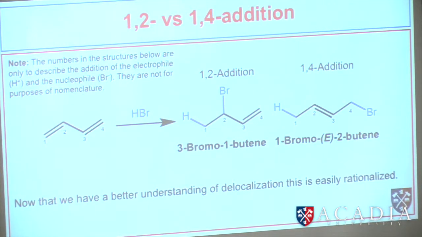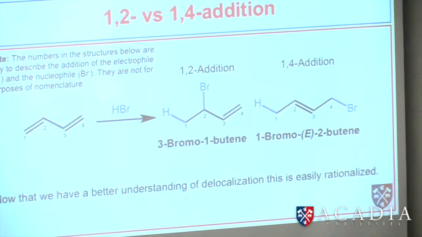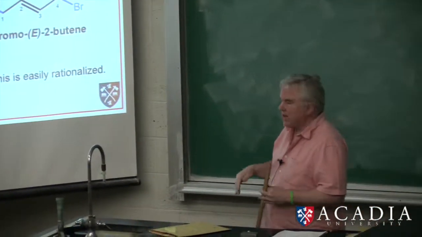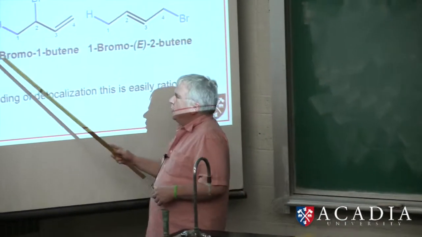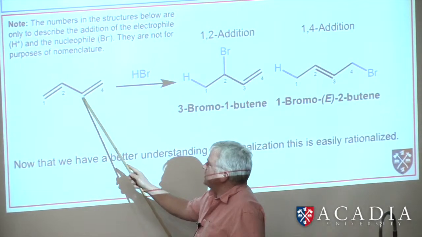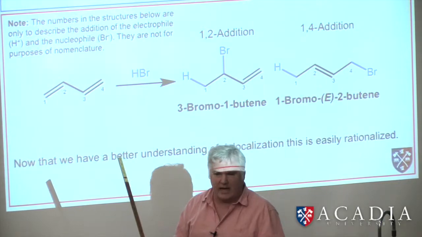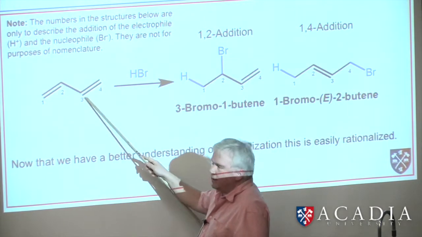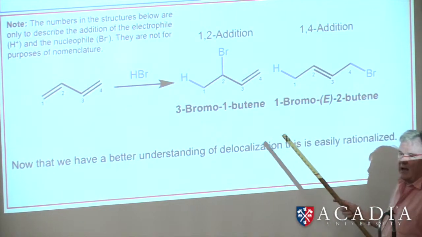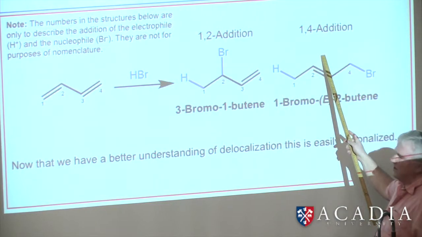So we've already seen we can get what we call 1,2 and 1,4 addition in conjugated systems, in conjugated dienes. So we're going to protonate this. The proton's not going to go there because that would make a primary carbocation, which would be very unstable. But if the proton goes there, it makes an allylic cation, which is stable. That allylic cation can have resonance, and we can get what we call 1,2 addition and 1,4 addition.